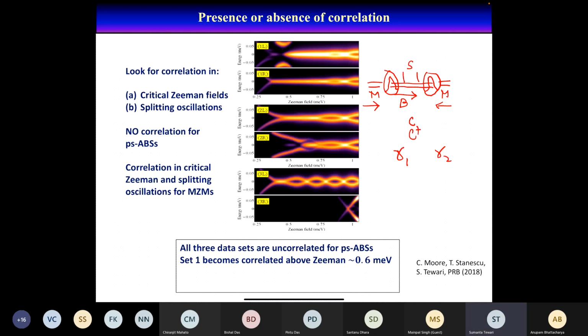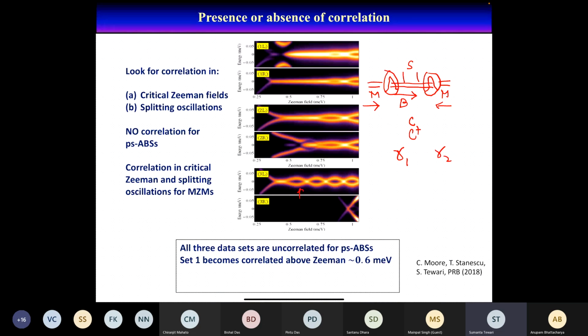And these are still finite systems. This wire is not infinitely long. So therefore, these Majorana wave functions will still overlap a little bit. They are not exactly at zero energy. So when you do these tunneling conductance experiments, you are going to see oscillations, like this. These are oscillations of the tunneling conductance.